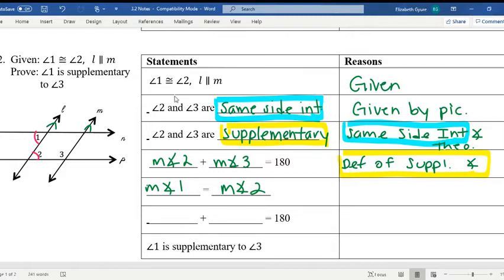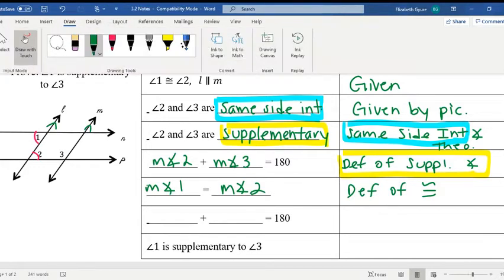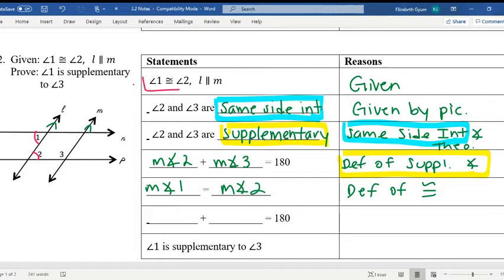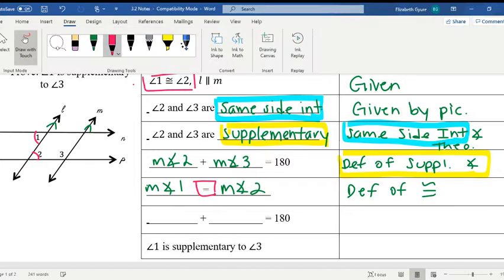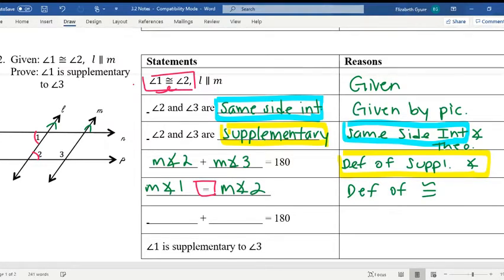Does anyone remember what lets you switch between things being equal and congruent? What do we call it? It's the definition of something. Kylie? Yeah, definition of congruency or definition of congruence, however you want to say it. Definition of congruence. And I'll highlight that so we can see it. So we took this and we changed it into equal. And again, that's something that you guys will see a lot.